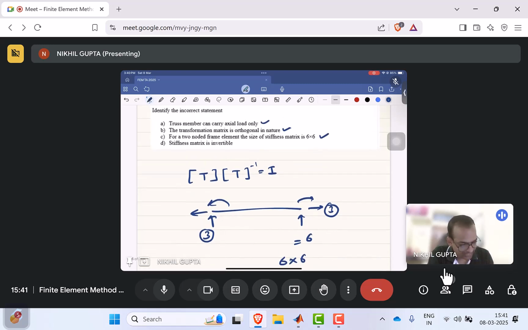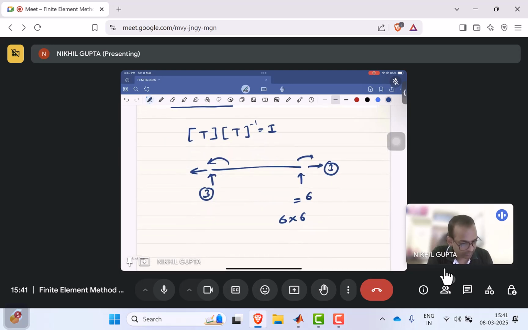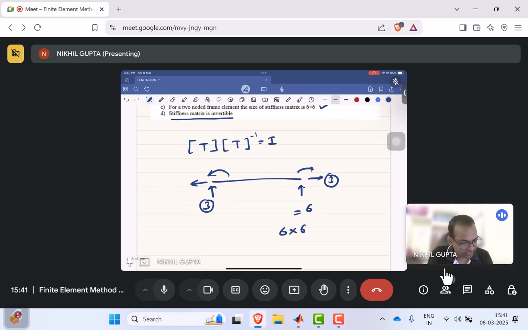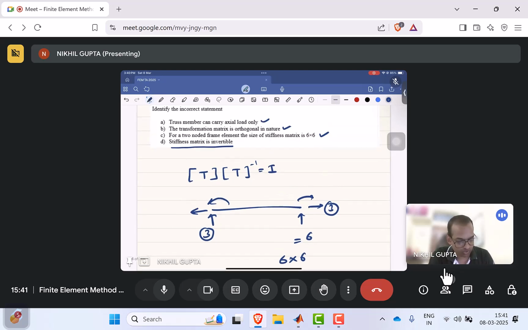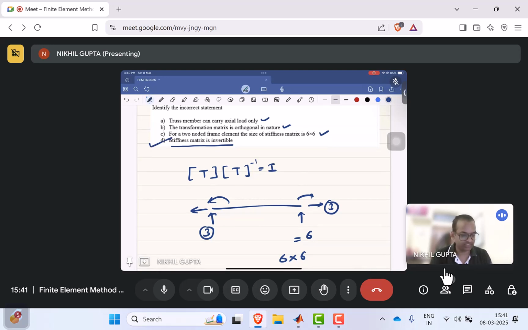The next statement is about the stiffness matrix being invertible. When you make it a reduced stiffness matrix, that is invertible, but the regular stiffness matrix is non-invertible. So D is the answer, which is incorrect.